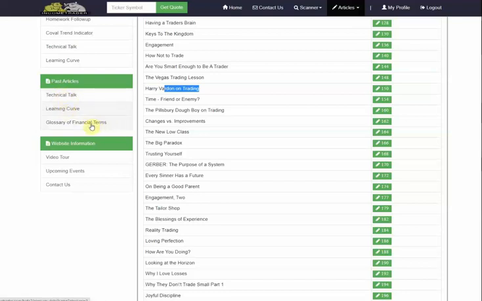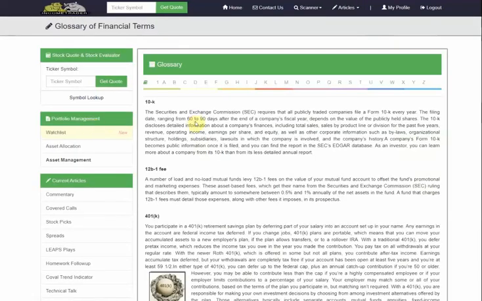Sometimes you're going to hear people talk in the stock market and they're going to say, hey, have you heard about this? Or they're going to use a term on CNBC or Bloomberg or Fox Business News, whatever you like to listen to. You're going to hear a term, you don't know what it is. Click on glossary of financial terms, and it'll say, hey, my broker said they're charging me a 12b-1 fee on my mutual fund.